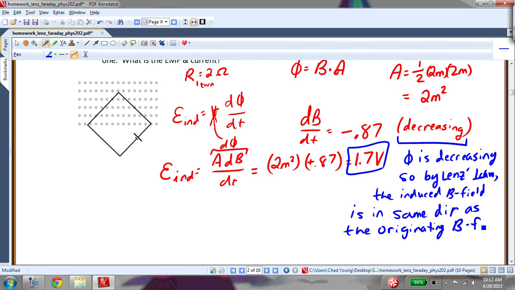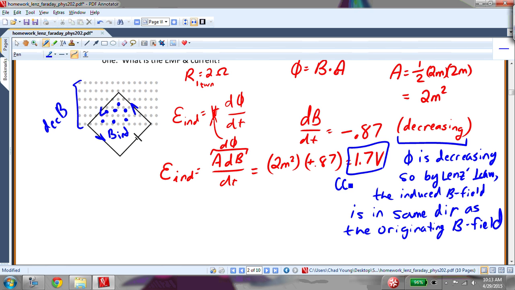Look back at Lenz's law, we had 4 different cases. In this case, I have a decreasing magnetic field. The magnetic field that's drawn here is decreasing, so the induced magnetic field is going to be in the same direction. This is my induced magnetic field. Now, in order to induce a magnetic field like that, the EMF that's generated in this loop of wire is in the counterclockwise direction.